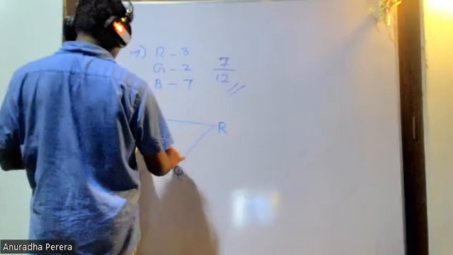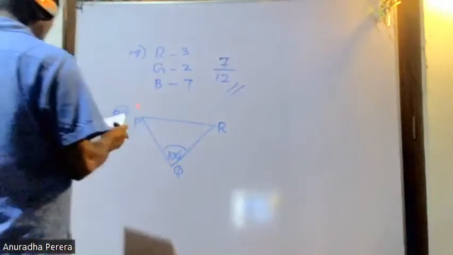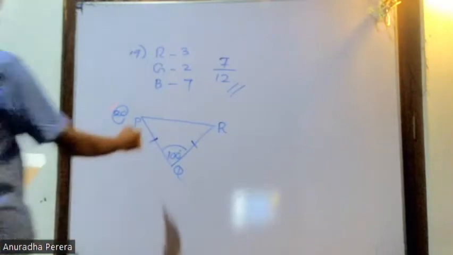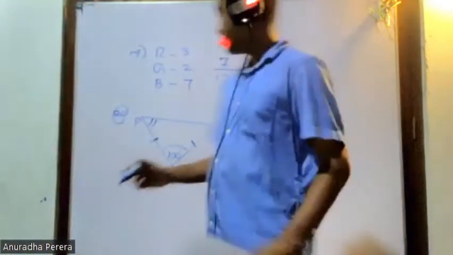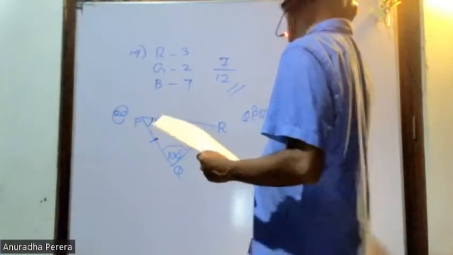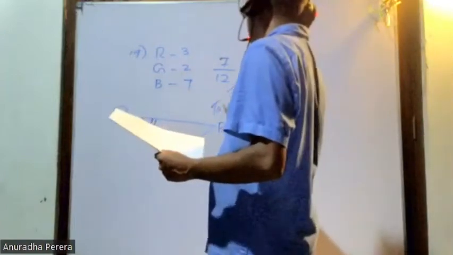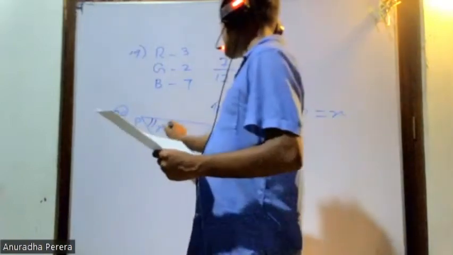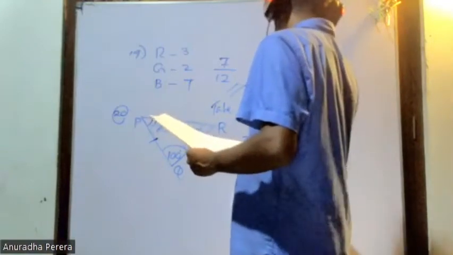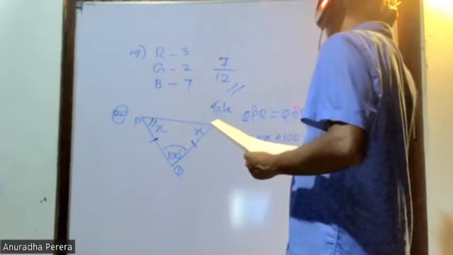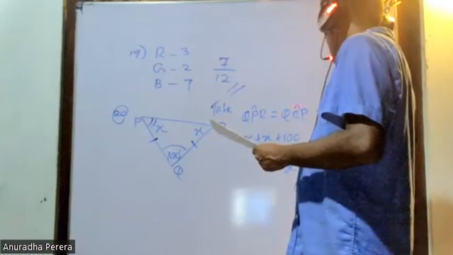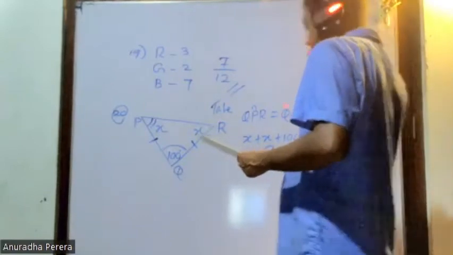In the triangle PQR, angle PQR is 100 degrees, PQ equals QR. Find the value of QPR. According to the isosceles triangle theorem, QPR equals QRP. You can take it as x. This one is x, this is also x. Then construct an equation: x plus x plus 100 equals 180. Then 2x equals 80. X is 40 degrees. That means QPR is 40 degrees.